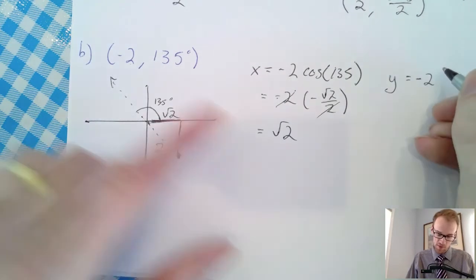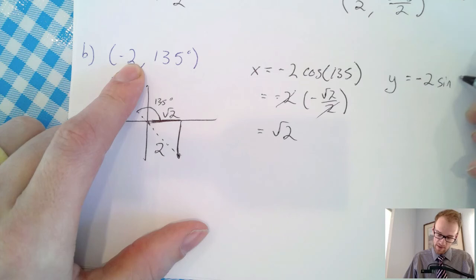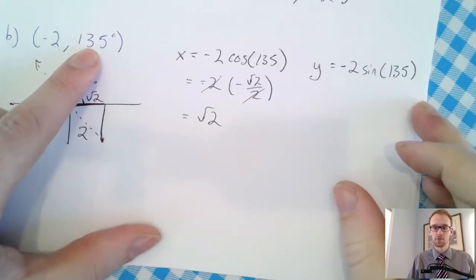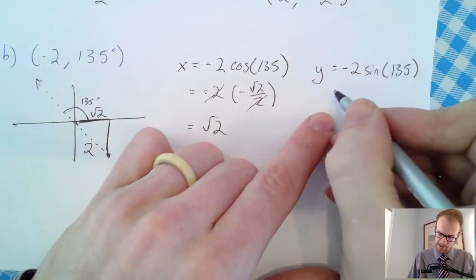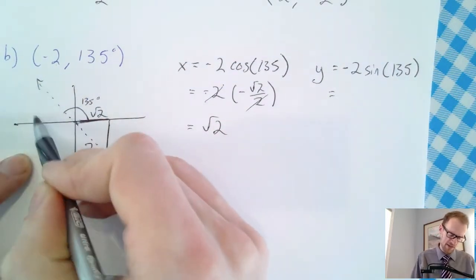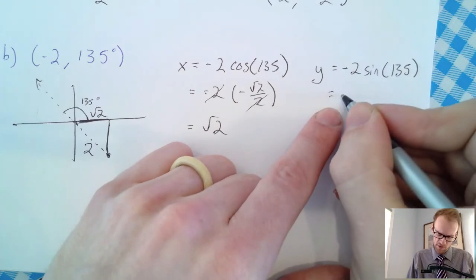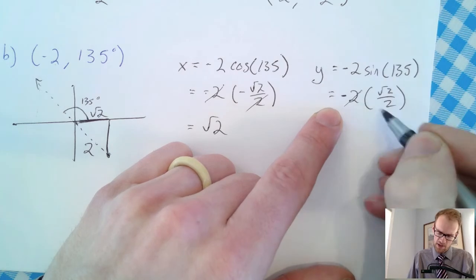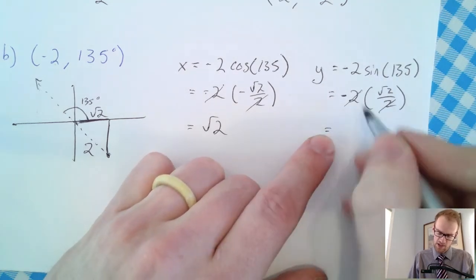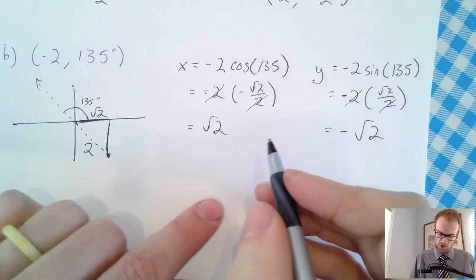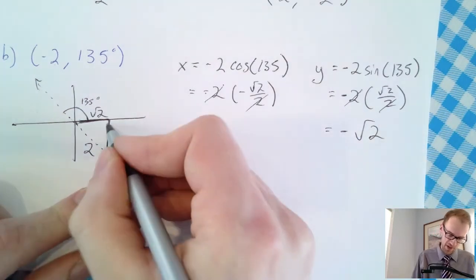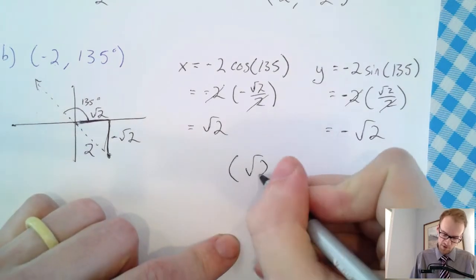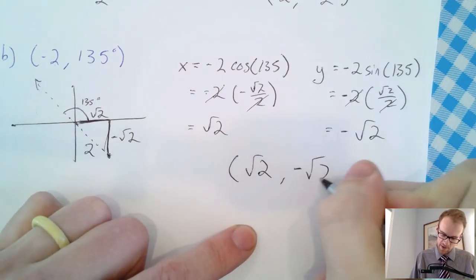Negative 2 is my r. Sine of theta is 135. Sine of 135 is positive root 2 over 2. So I get negative 2 times positive root 2 over 2. 2's can't divide, and then we get negative root 2. So, oh yeah, y is a negative value. I can see that pretty obviously. So here's our coordinates, root 2, negative root 2.